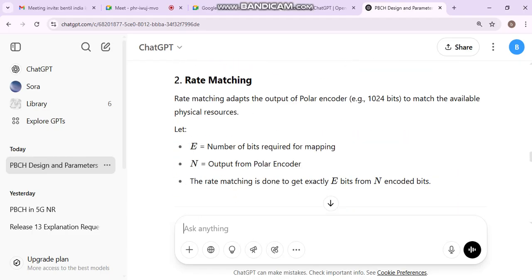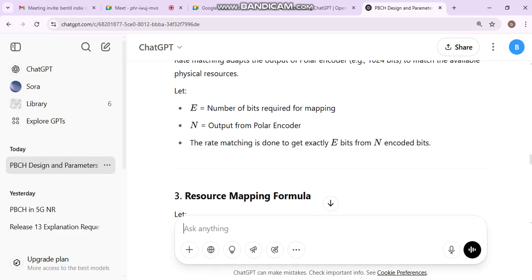Rate matching adapts the output of the polar encoder, 1024 bits, to match the available physical resources. E is the number of bits required for mapping, and N is the output from the polar encoder. The rate matching is done to get exactly E bits from N encoded bits.